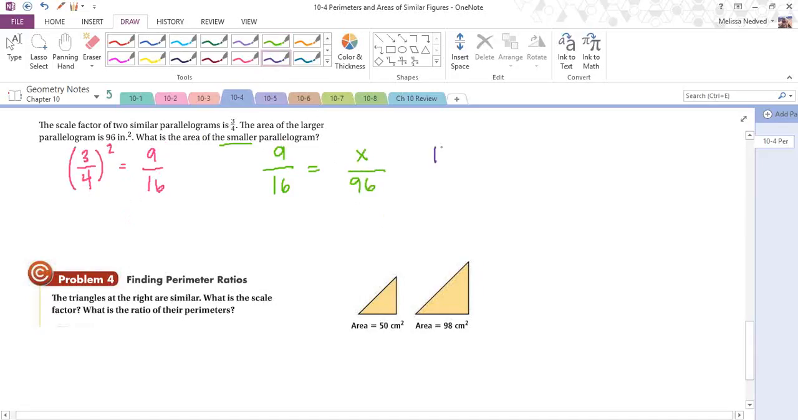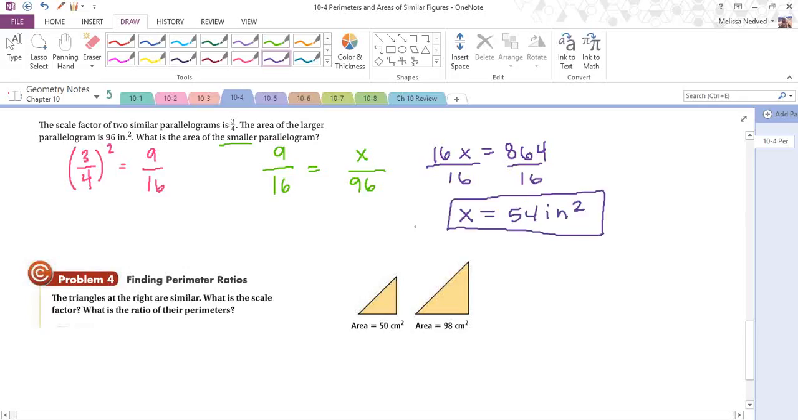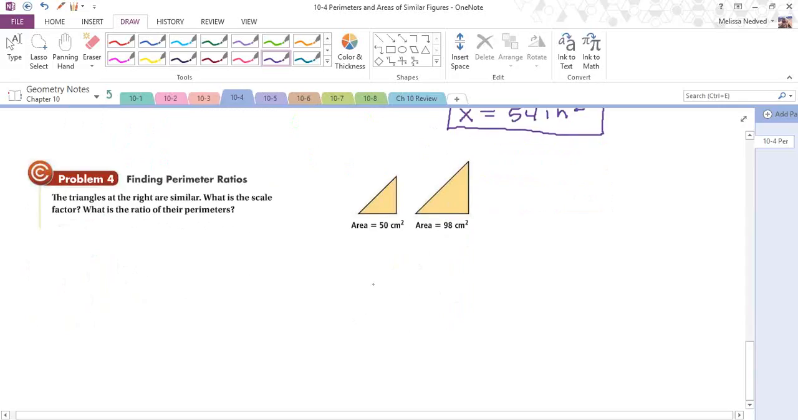Cross multiply, 16 times x is 16x, 9 times 96 is 864. So again, divide both sides by 16 to get that x by itself, and x is equal to 54. And we're talking about the area here, so my units are inches squared. So find that ratio of our areas by squaring the ratio of the sides, and then set up your proportion and cross multiply. All right, our last one here, we're going to work backwards a little bit.